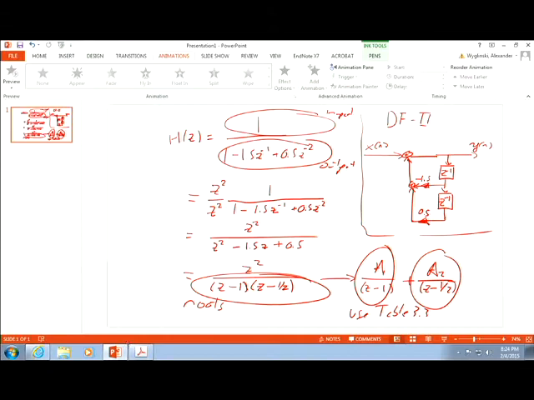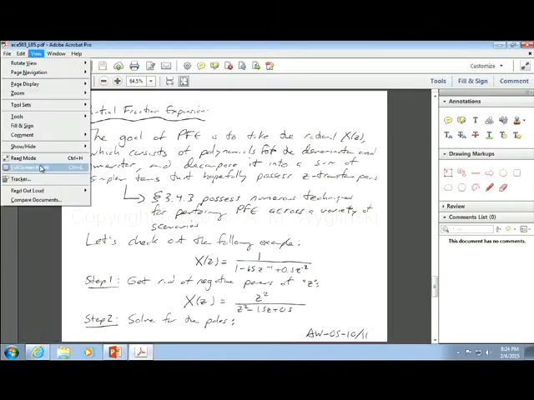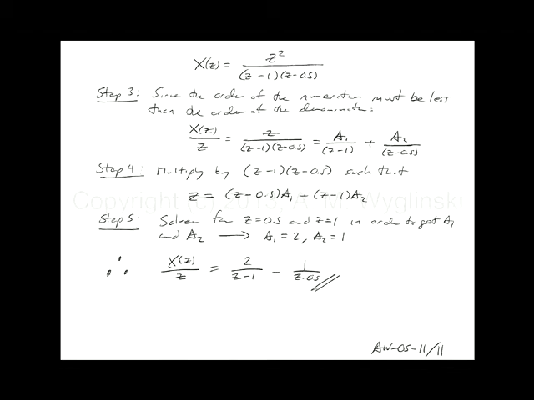So what ends up happening is, you solve for the poles, those are the roots of the denominator, and just as I said, first of all, you want the order of the numerator to be less than the order of the denominator. So we played a little trick here. So we divide by z, that guy.